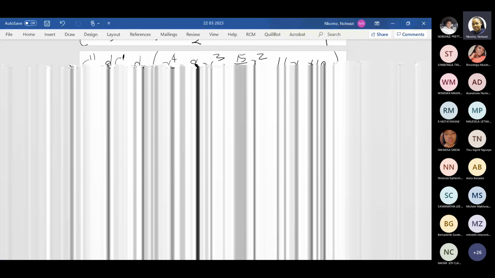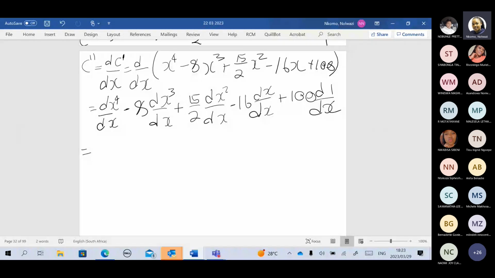The derivative of x to the power 4, again, we're still using the power rule. The derivative of x to the power 4 will give us 4x cubed.